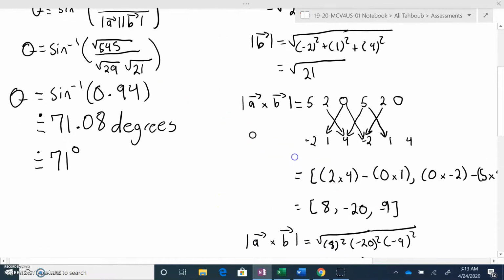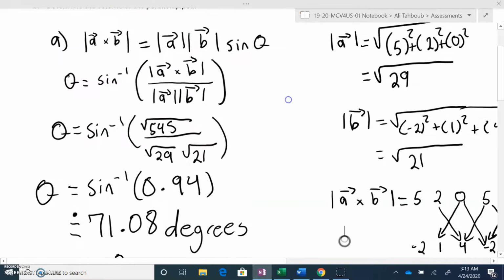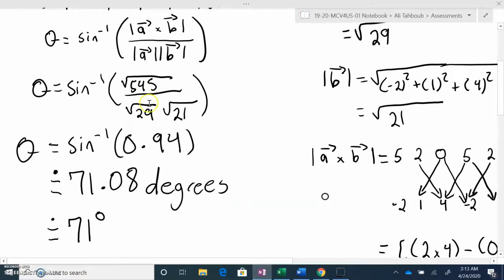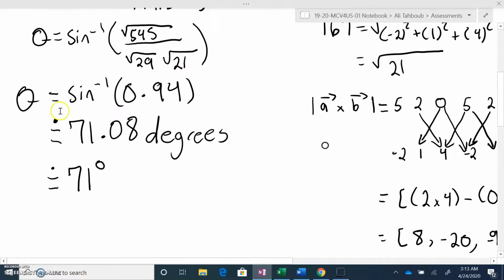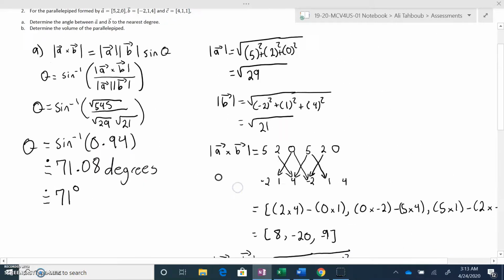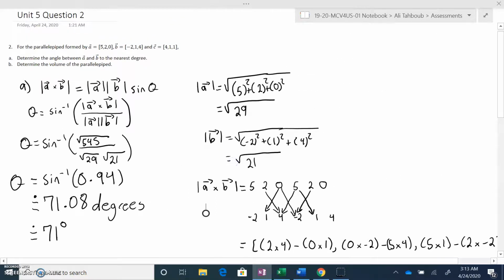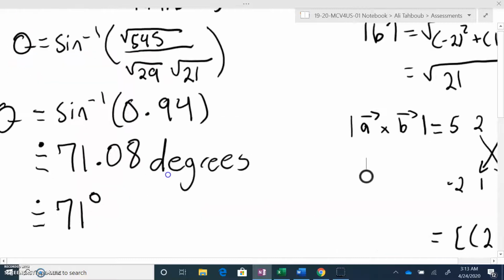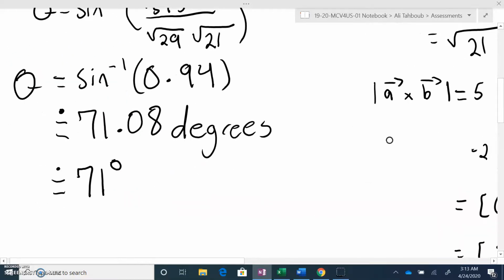So now we found all 3 unknown values, and it's quite simple. All we do is just plug them back into this equation to find theta. So we basically solve and we find out that theta is 71.08 degrees approximately. So we just approximate that to 71 degrees as the question wanted us to round it. So that's it for the first question. The nearest degree between vector A and B is 71 degrees.